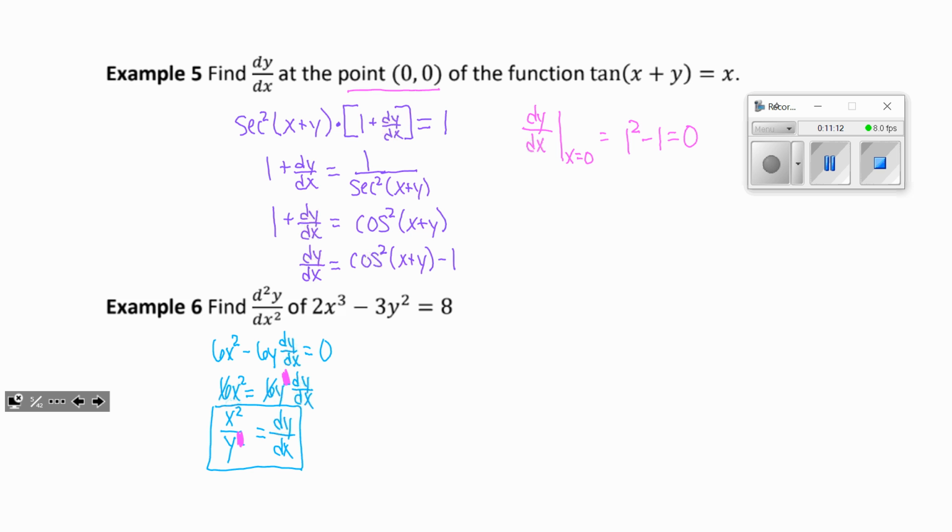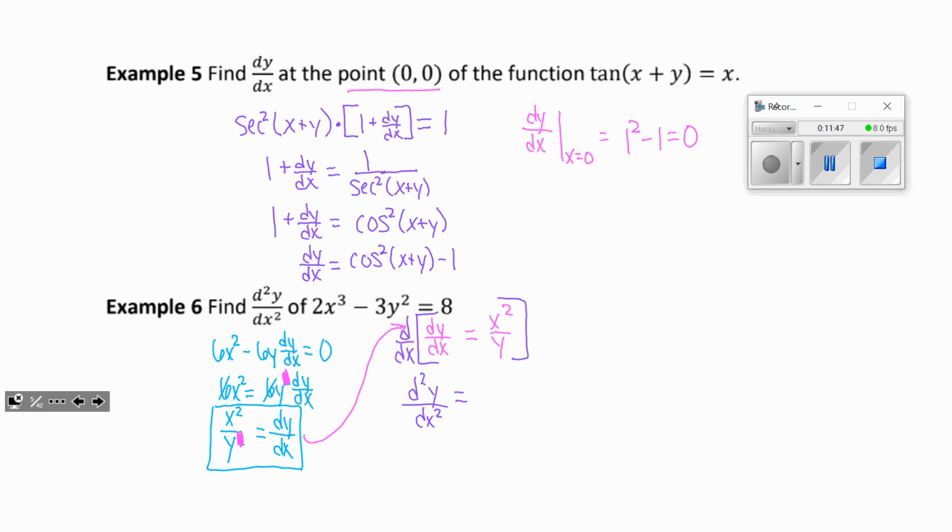Okay, so now I need to take the derivative again. So we're going to take the same problem, and I'm going to say dy/dx = x squared over y. And what I want to do is take that derivative again. When I take the derivative of dy/dx, that is going to become d squared y/dx squared. You take the derivative of the derivative, you get the second derivative. Now we have a quotient on the other side.